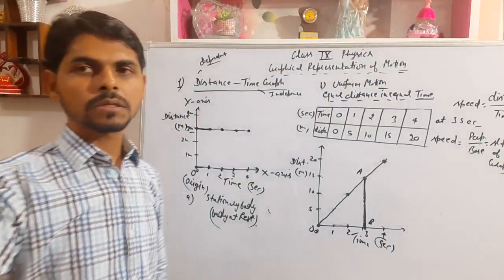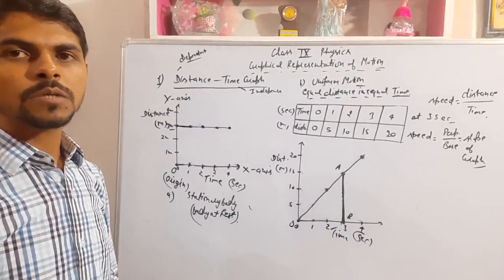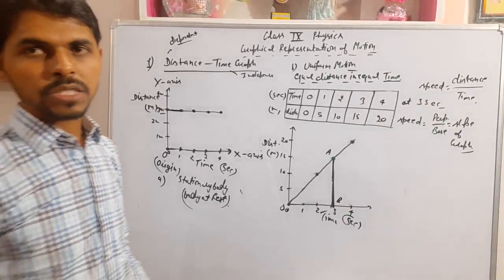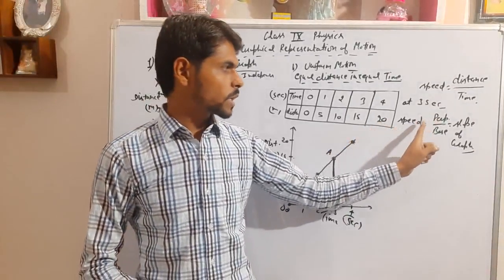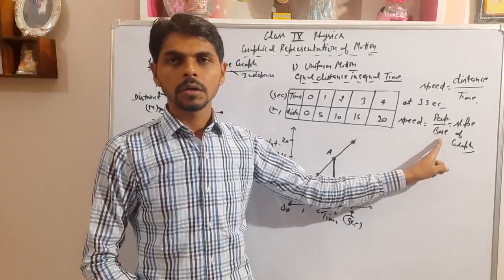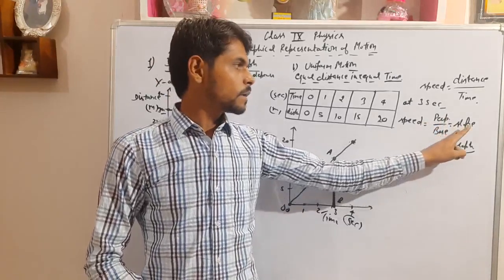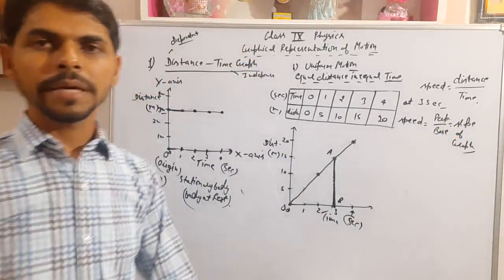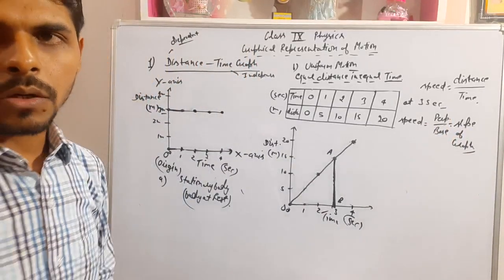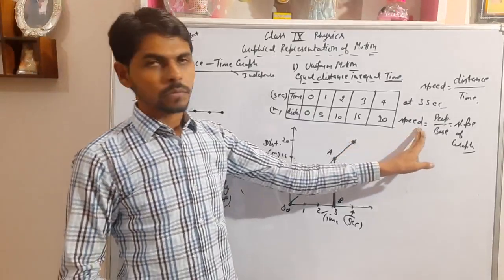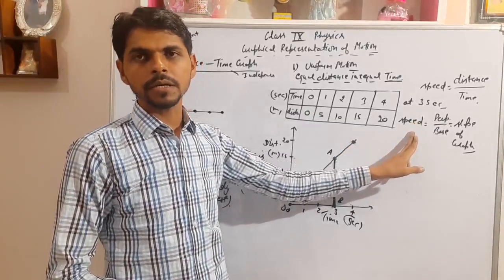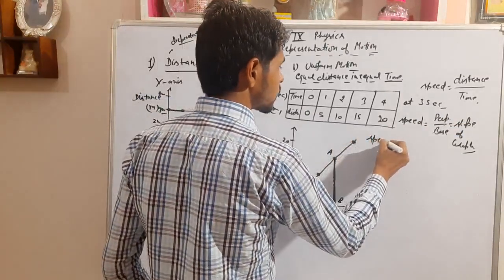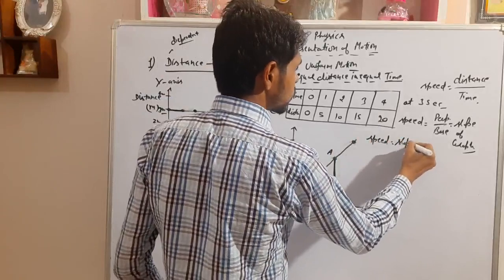So it means if we want to calculate the speed from the distance-time graph, what is the formula? That is perpendicular upon base. Perpendicular by base is called the slope of the graph. So for finding the speed we have to calculate the slope of the graph. So speed equals slope, or the formula perpendicular by base.